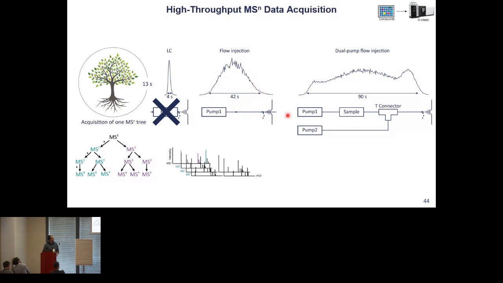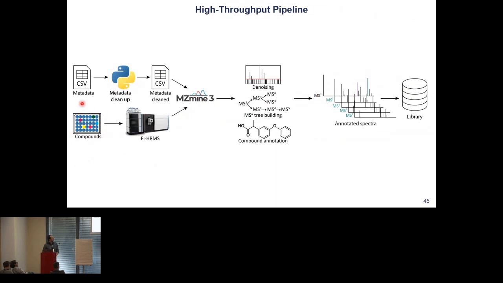So then we switch to yet more fancy setup where we have two pumps. One delivers the sample at a very slow flow rate, and the other one delivers the flow from the LC. And then they're combined, and that gives us this nice broad peak for about 90 seconds, which is enough to collect all the spectra that we want. And then we combine this, so the samples are injected directly from plates, collected on an Orbitrap IDX instrument. And then we have the metadata because we know what compounds are in the library.